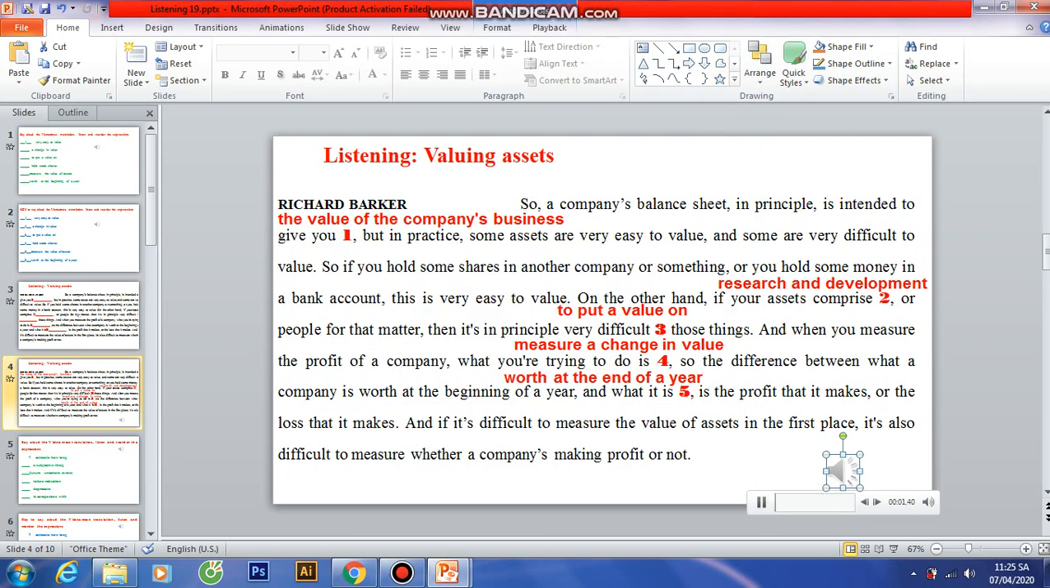So a company's balance sheet, in principle, is intended to give you the value of a company's business. But in practice, some assets are very easy to value and some are very difficult to value. So if you hold some shares in another company, or you hold some money in a bank account, this is very easy to value. On the other hand, if your assets comprise research and development or people for that matter, then it's in principle very difficult to put a value on those things.